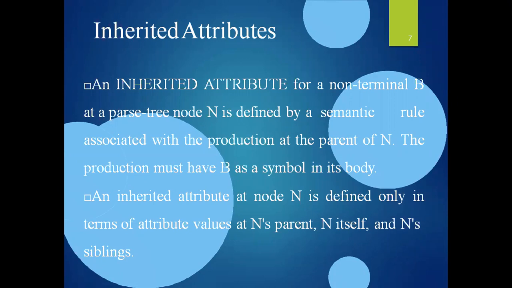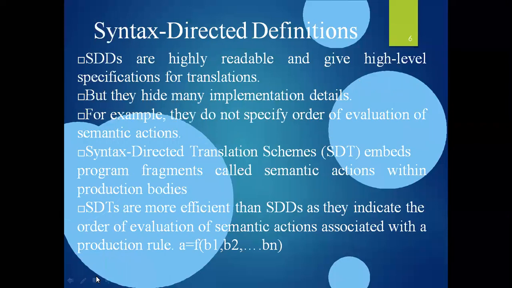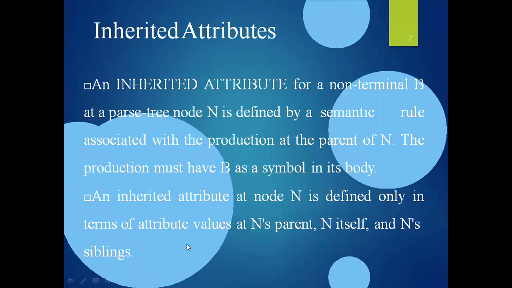What is the definition of the inherited attribute? I am defining an inherited attribute for the attribute a. A is an inherited attribute now. And the value of a is computed from the values of the attributes at the siblings and the parent of that node. Is it clear now?